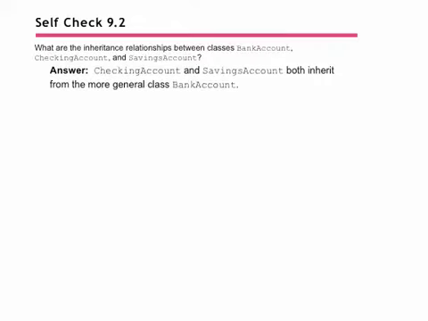Self-check number 2. Sorry, I messed up the animation on that one, but that doesn't matter. What are the inheritance relationships between BankAccount, CheckingAccount, and SavingsAccount? CheckingAccount is a BankAccount. SavingsAccount is a BankAccount. So both Checking and Savings are subclasses of the superclass BankAccount.